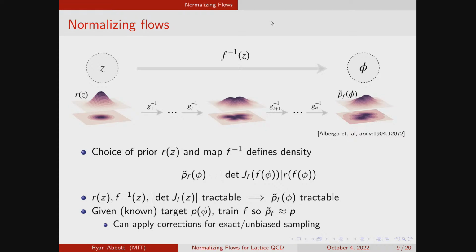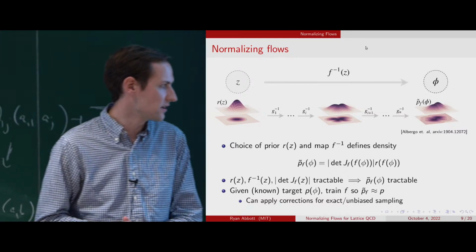And remember, for QCD, we know what our target distribution is. We know exactly what the energy function is. So if we are able to train something so that this P tilde F approximates our target distribution well, then we're done. We can just sample this directly, and we can sample this directly quite easily.